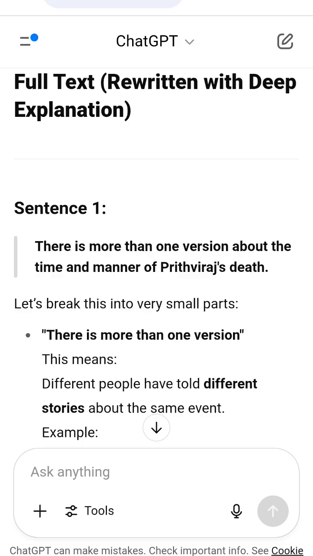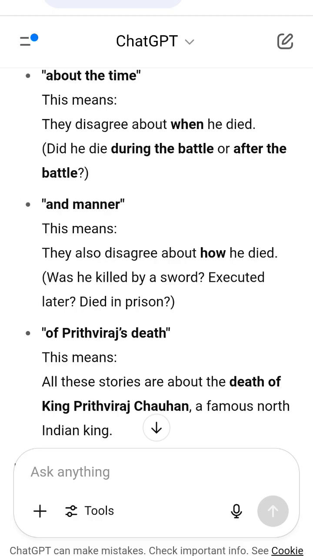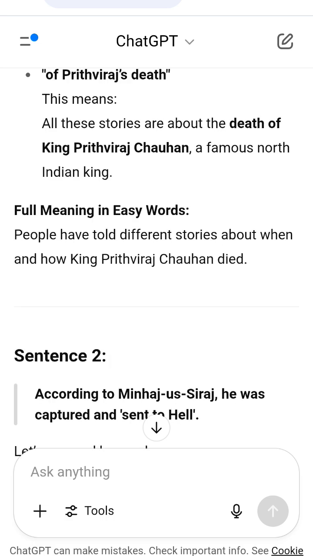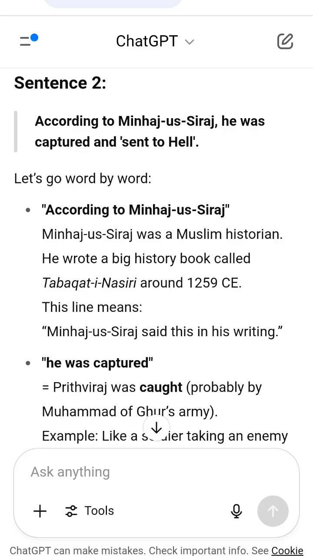Panel 3. Hasan Nizami's version. Most accepted. What's happening? Hasan Nizami points to a scene where Prithviraj is taken back to Ajmer alive. Later, he is executed, and the word treason is shown. Deep explanation.